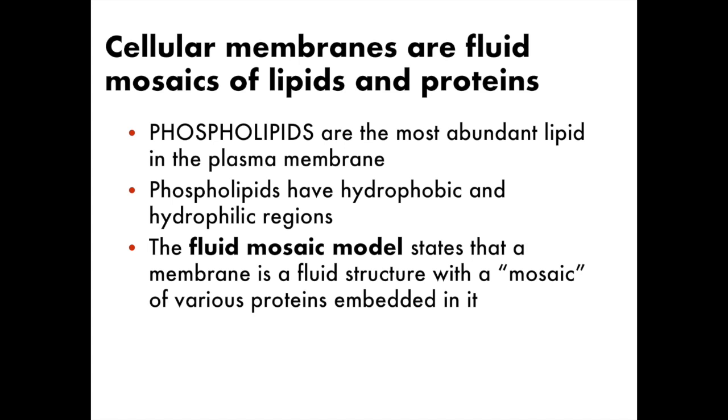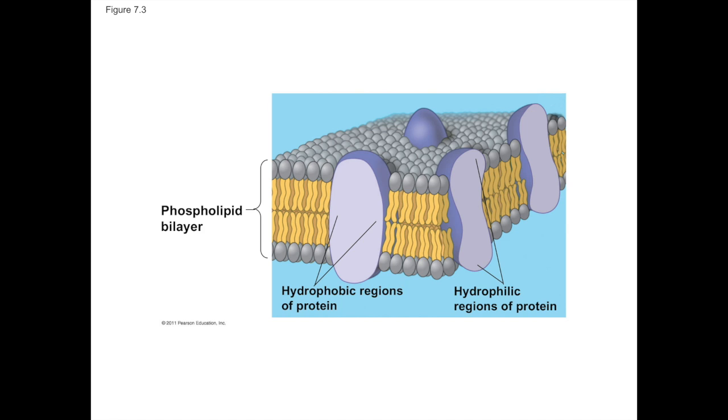So the fluid mosaic model says that the membrane is fluid, those phospholipids can flow, and then there's a mosaic of different proteins that are embedded in it. Or it's almost like there's an ocean of phospholipids with occasional islands of protein that are embedded within that. So here's a cartoon that represents that. Here's that phospholipid bilayer, which self-assembles because the hydrophilic portions, the phosphate groups, are going to face the water, and the hydrophobic portions are going to huddle together and try and get away from the water.